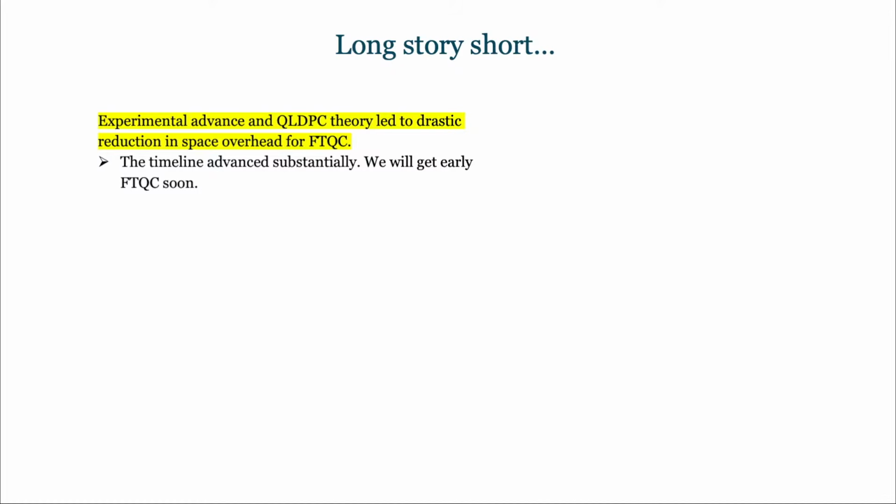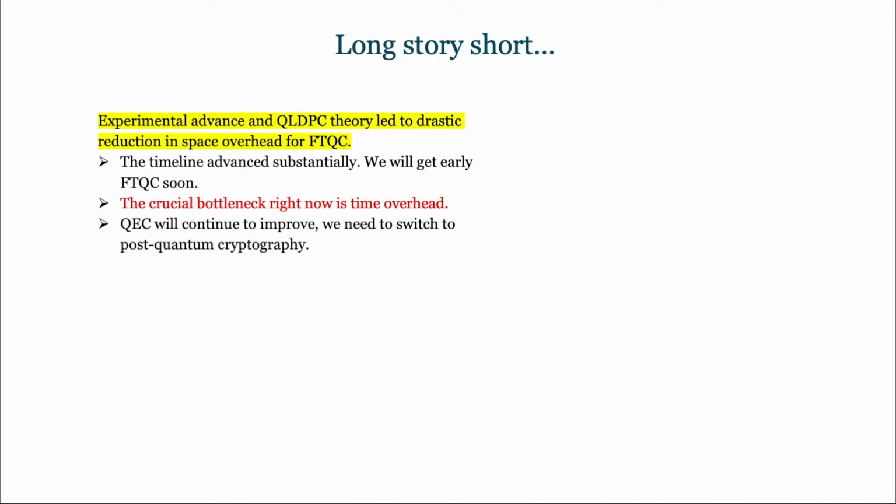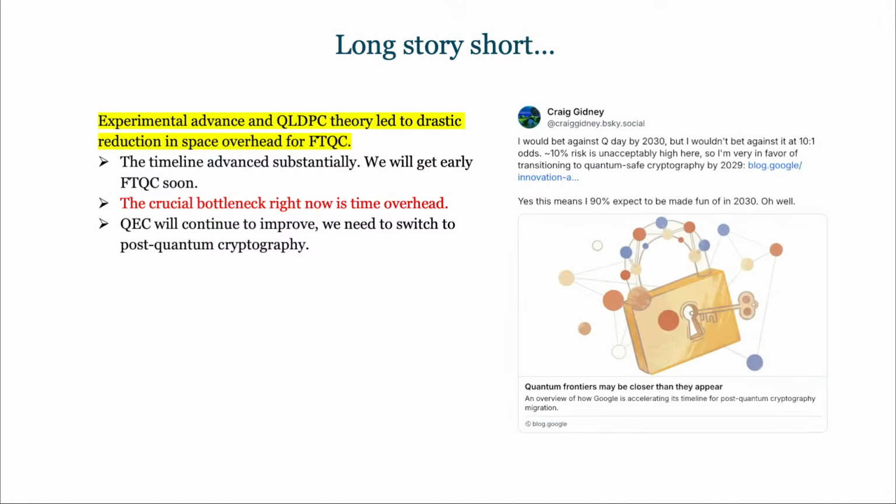Now, early FTQC does not mean we'll break RSA 2048 immediately. It just means that we'll start to have logical qubits running logical algorithms on a non-trivial scale. The crucial bottleneck right now is time overhead. We've discussed that quite a bit. And QEC will continue to improve. So I think now is a good time for us to really talk about switching to post-quantum cryptography.